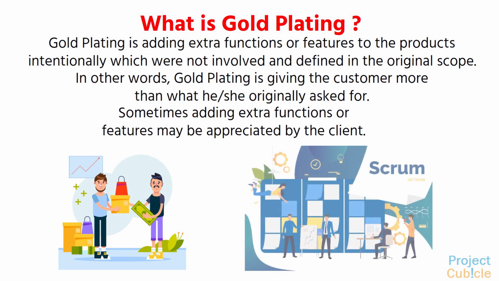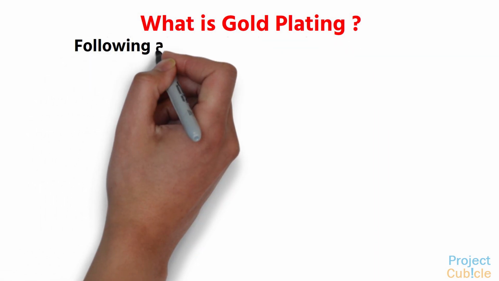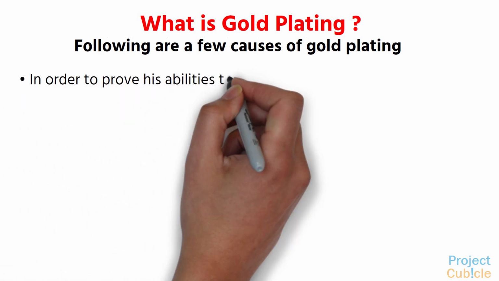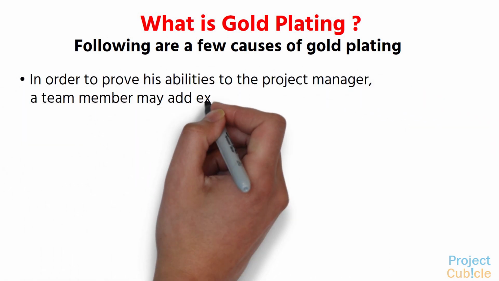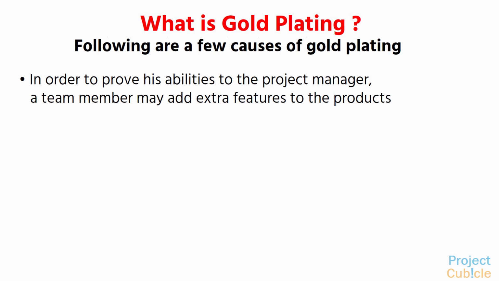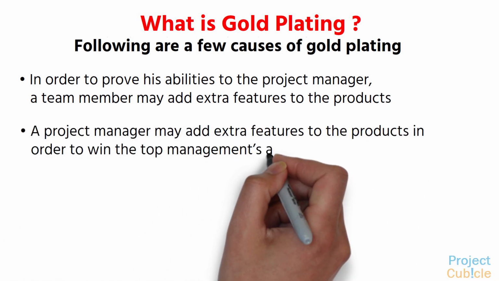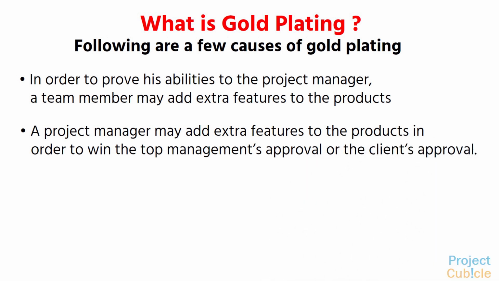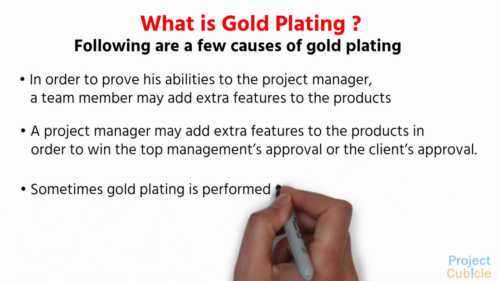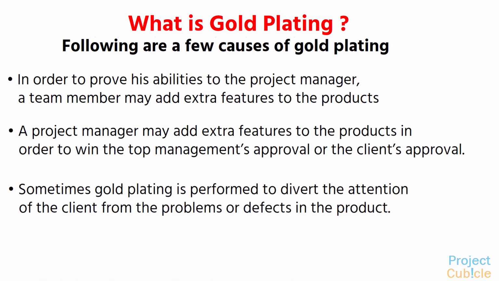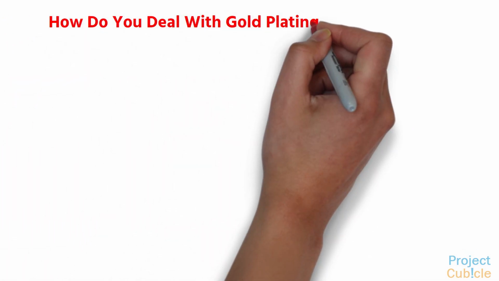In software development projects, gold plating is very common because team members want to show their abilities to their managers. Following are a few causes of gold plating. In order to prove his abilities to the project manager, a team member may add extra features to the products. A project manager may add extra features to the products in order to win the top management's approval or the client's approval. Sometimes gold plating is performed to divert the attention of the client from the problems or defects in the product.